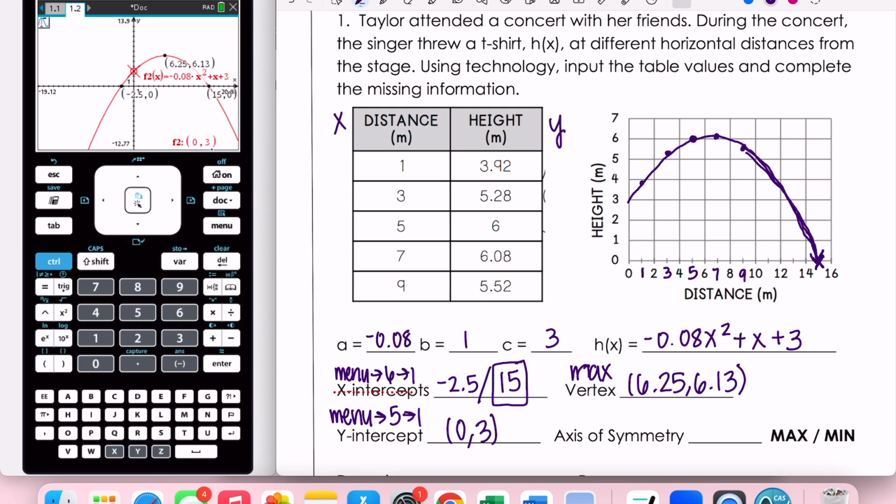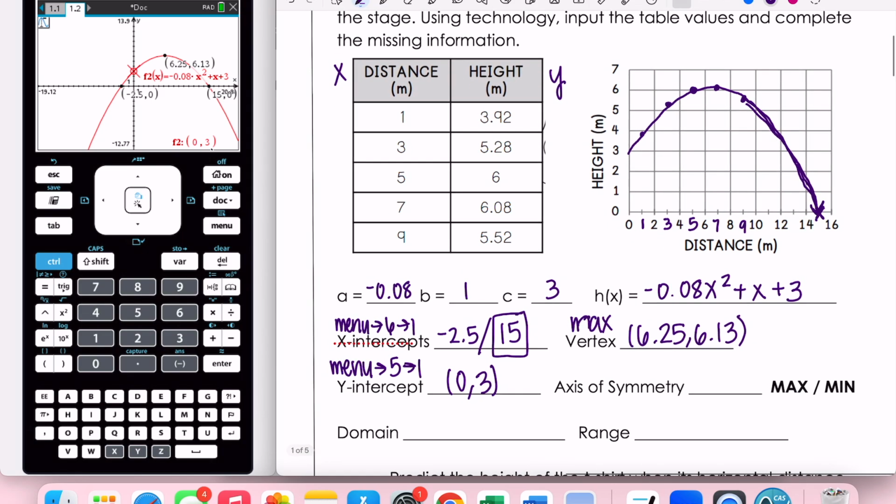Okay, next up is your axis of symmetry. So remember, your axis of symmetry is the x value of your vertex. Here, the x value of our vertex is 6.25. So my axis of symmetry is going to be x equals 6.25. Now, when it comes to identifying your maximum and minimum, remember that is the y value of your vertex. We already determined that this was a maximum because it was the highest height, so we're going to say it's a max at 6.13. Again, your minimum or maximum value is the y value of your vertex, and your axis of symmetry is the x value of your vertex.